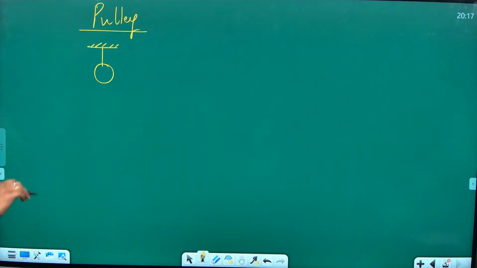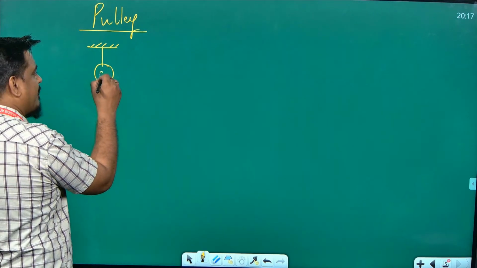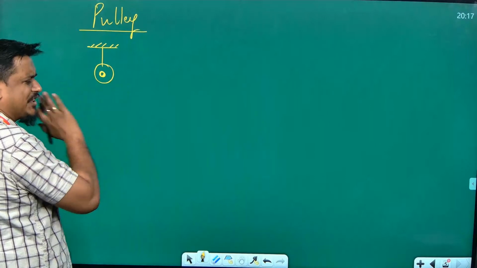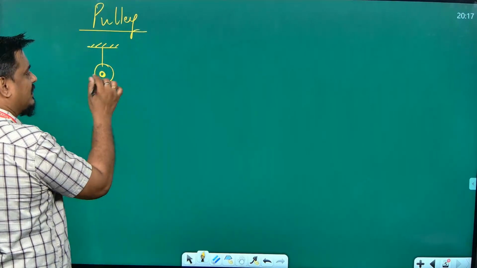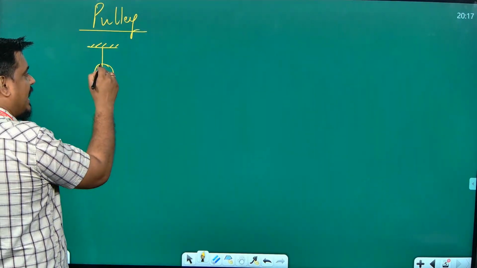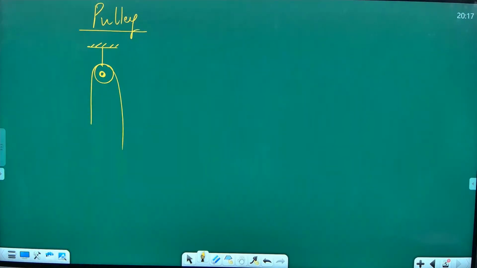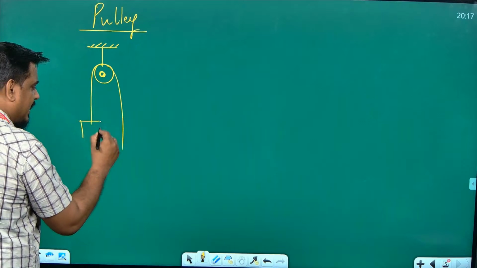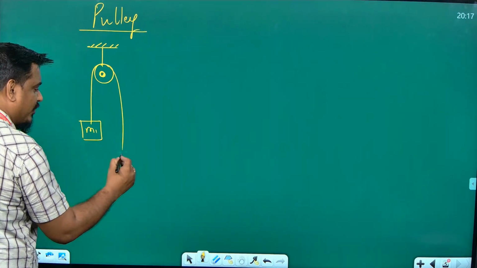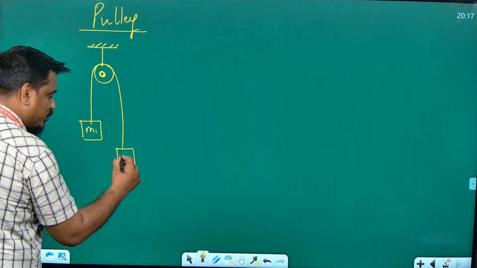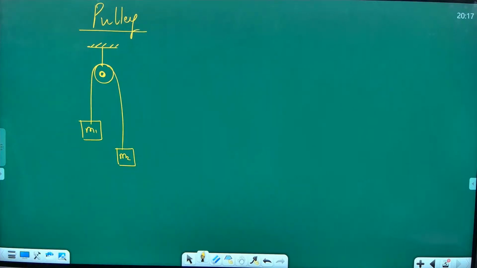Okay. Now, I have a question for you. If I have a pulley, assuming no friction and no mass, and I have a string passing through it. On this string, I have a mass m1 and a mass m2. There are two masses, m1 and m2.